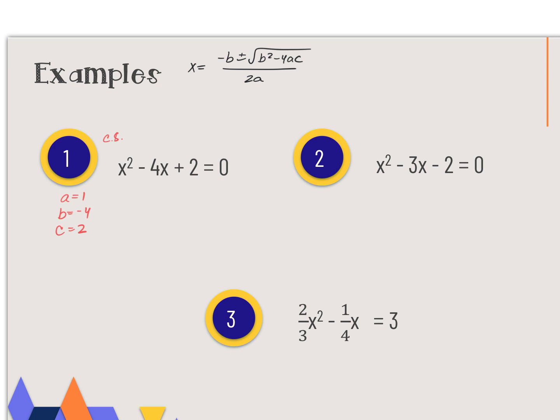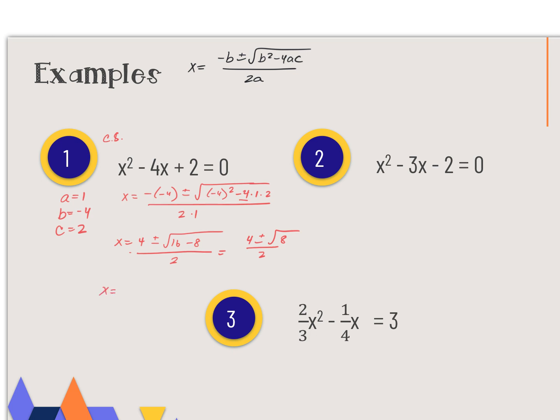So again, x equals the opposite of b plus or minus the square root of b squared minus 4 times a times c, all over 2 times a. And so again, I just very carefully, the opposite of negative 4 is 4, and I do negative 4 squared is 16, and then it's like having a negative 4 times a 1 times a 2, so that's a minus 8, all over 2. So here I go: 4 plus or minus the square root of 8, all over 2.